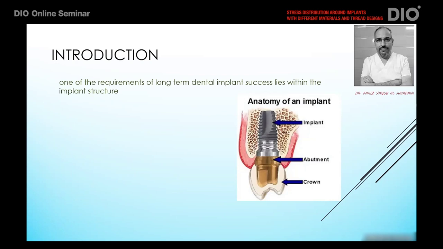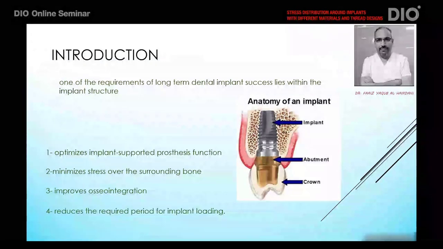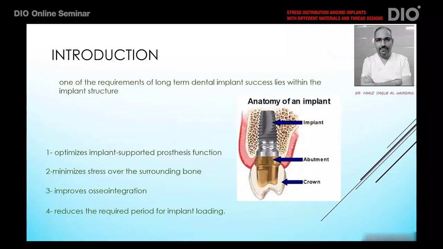To begin with, the structure of the dental implant is very important in terms of long-term success. This is because it optimizes the function of the implant-supported prostheses. It helps to reduce the stress over the bone around the dental implant. It improves the osseointegration, and by improving osseointegration, it will reduce the time required for dental implant loading.